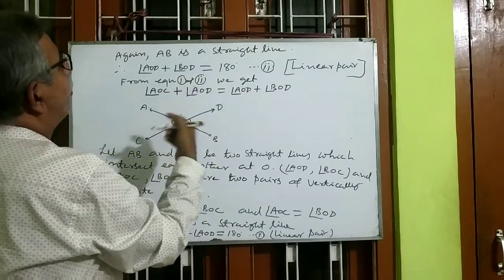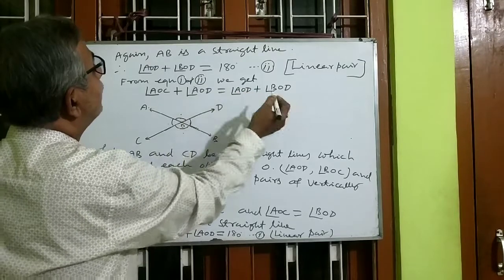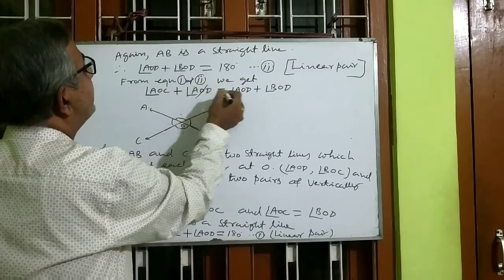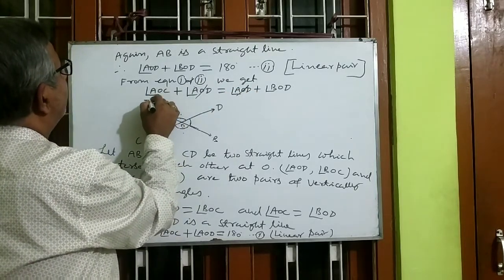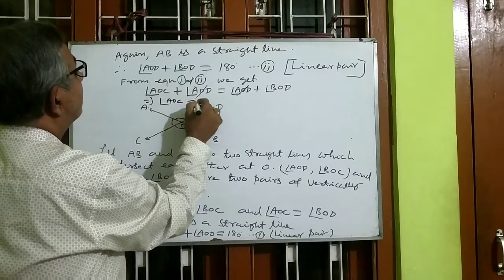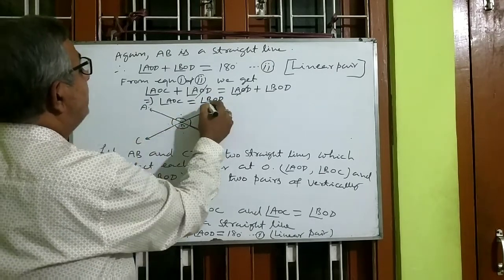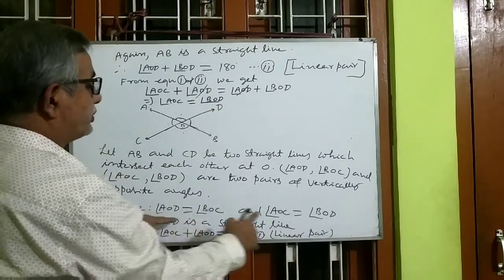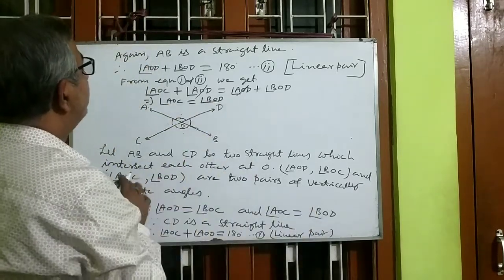Now what is common in both? AOD is common. So on both sides of the equality symbol, equal quantities will be cancelled. You see nicely. So in the last what are you getting? Angle AOC is equal to angle BOD. So one proof you got: AOC is equal to BOD.